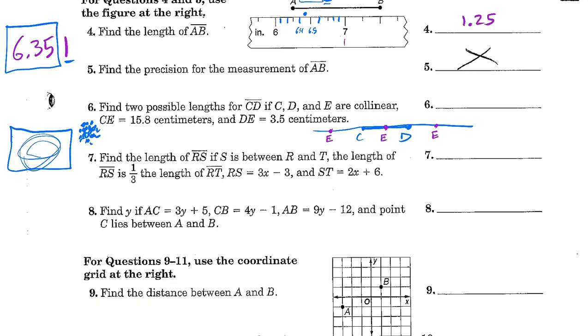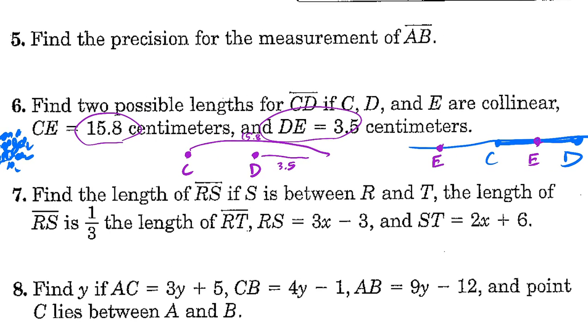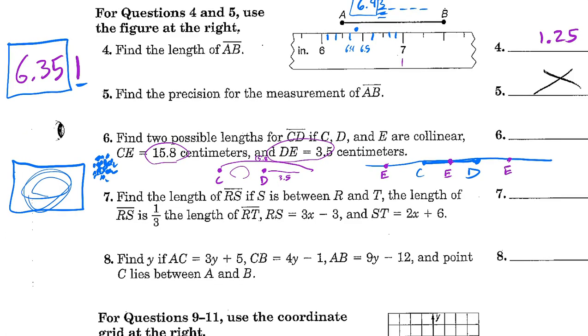All right, so anyways, it says CE is 15.8 centimeters and DE is 3.5. So let's see. We've got C and we've got D, and we're saying the distance to E is 15.8. Oh, don't have much room here. And then we have, this is 3.5 centimeters, okay? So find two possible lengths for CD where that is true. All right, so we don't know how far apart these are. So I'm going to draw two different possibilities here. Let me erase both of these just to kind of highlight this.